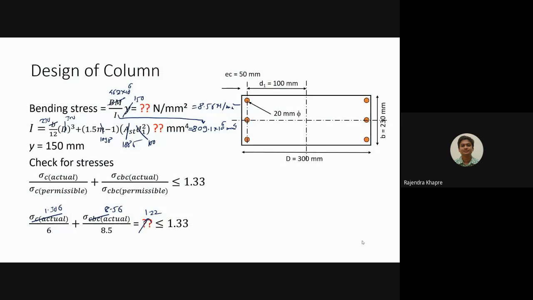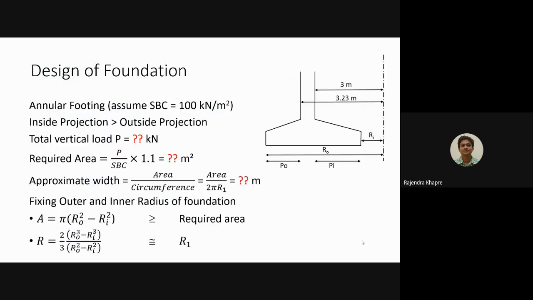Now the last part remaining is the foundation part. Please pay attention to the figure. Our Jackwell has an innermost clear radius of 3 meters, so the diameter is 6 meters, and we have already provided the thickness of this Jackwell as 230 mm. So the outer radius of the Jackwell comes out to be 3.23 meters.